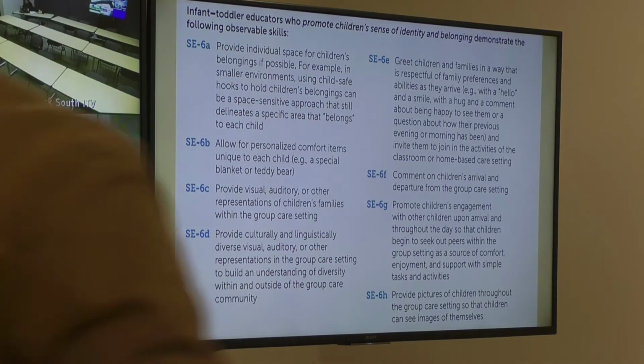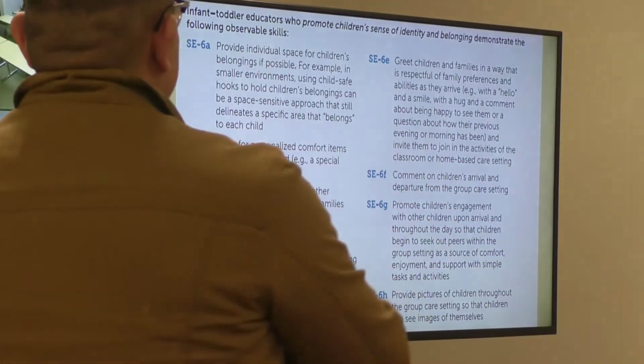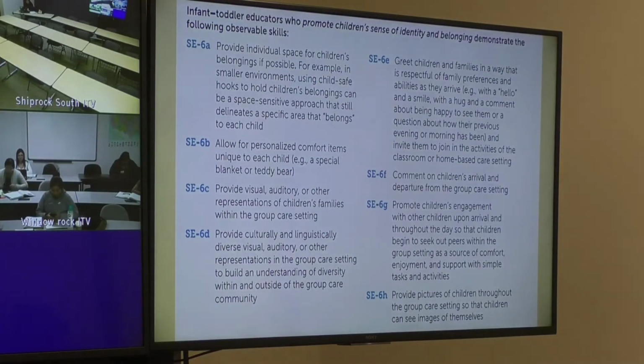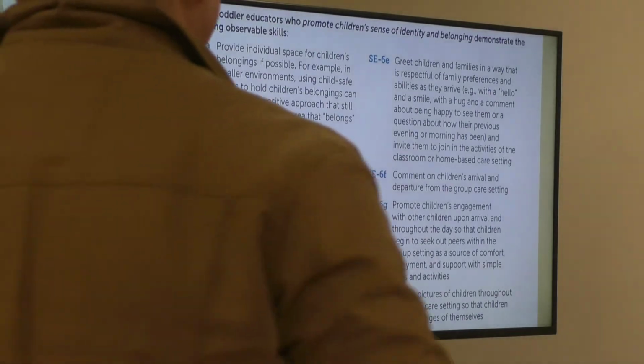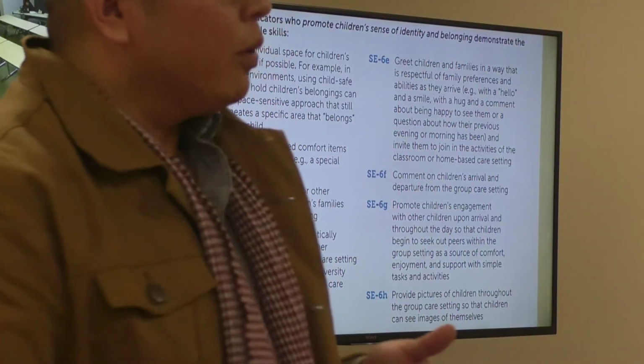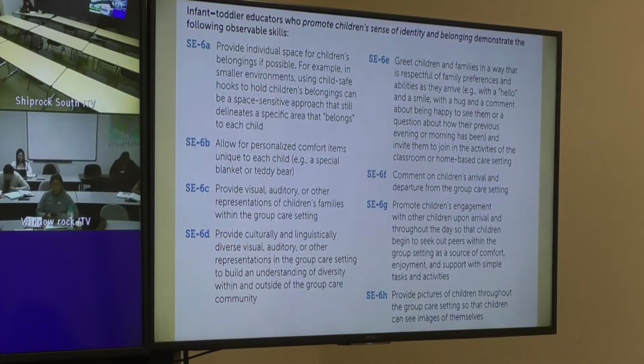Comment on children's arrival and departure from the group care setting. Again, this is primarily for group care, if you're transitioning into that area. Promote children's engagement with other children. And then provide pictures of children throughout the group care setting so that children can see images of themselves. And I've been to different group homes with children. Some of it is very warm, friendly. They have a lot of pictures on the wall. Then I've gone to others where it's just very bare. And I'm thinking, I don't know if I want to be here. It makes me kind of sad.